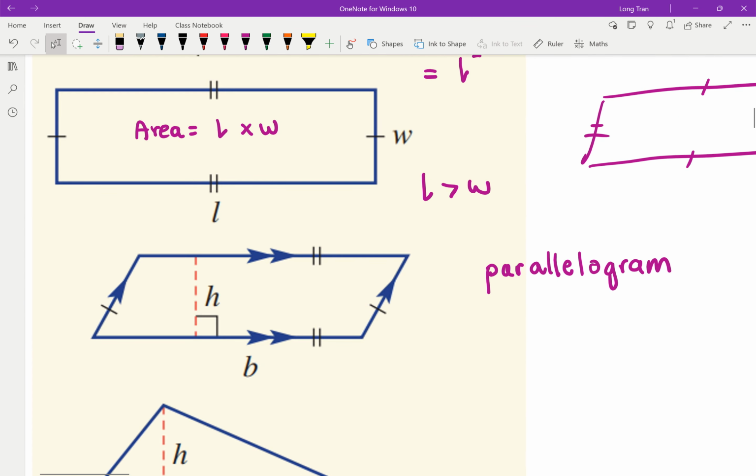Anyone know the formula to find the area of a parallelogram? Is it still length times width? Well, in this case, we don't have length and we don't have the width. It is base times height in this case.